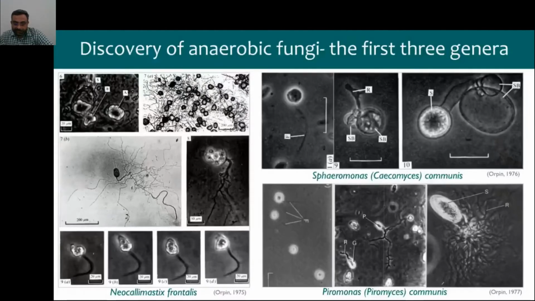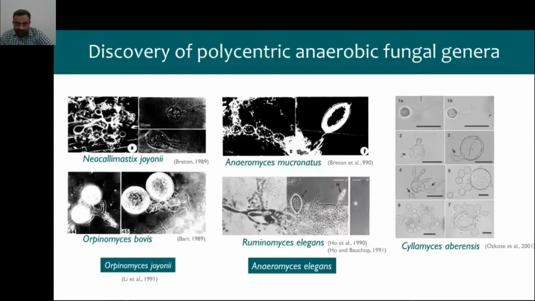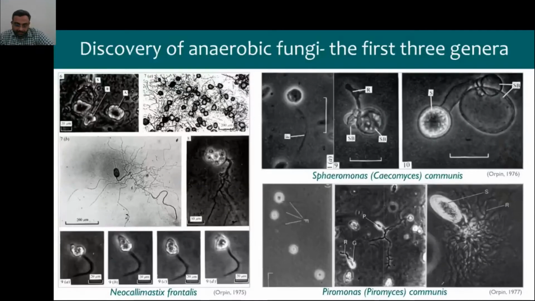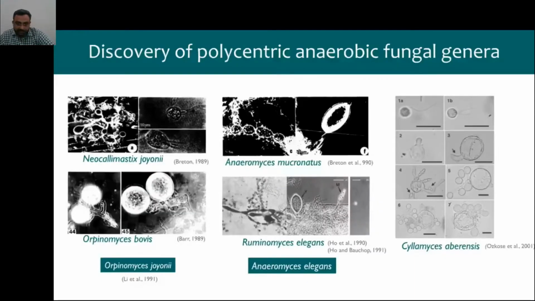Later, in the next year, 1977, another fungus which had uniflagellate zoospores but had a filamentous vegetative structure similar to Neocallimestix was identified and named Pyromonas communis. In 1977, again, chitin was observed in the fungal cell wall, and it proved conclusively that these are actually anaerobic fungi. Importantly, all these three genera were monocentric in nature, and it was not until the next decade that a different type of anaerobic fungi, which were polycentric in nature, were identified.